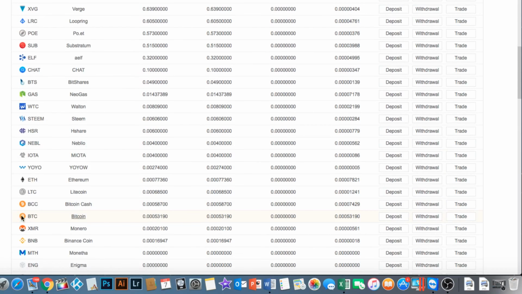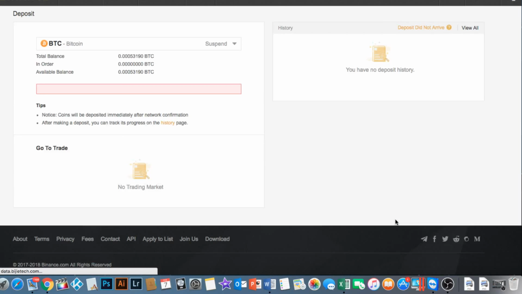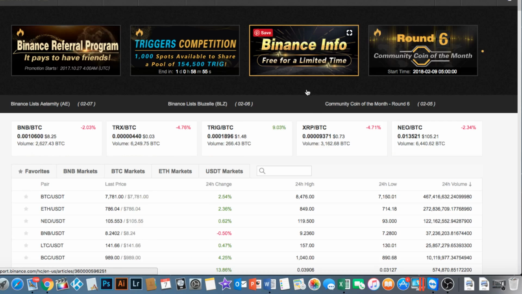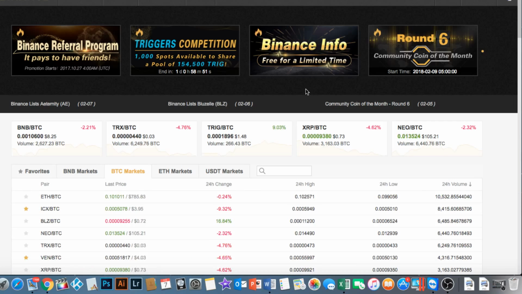So I'm going to go down to my Bitcoin and I'm going to go to deposit, and this is going to give me a Bitcoin address. Here is my Bitcoin address. I'm going to copy this address and I'm going to go over to whatever I have my funds on. If it's Coinbase or Quadriga, I'm going to go over there. I'm going to paste in that address and push send. It's going to ask me for a few different verification steps, but once you do the verifications, it's going to send.